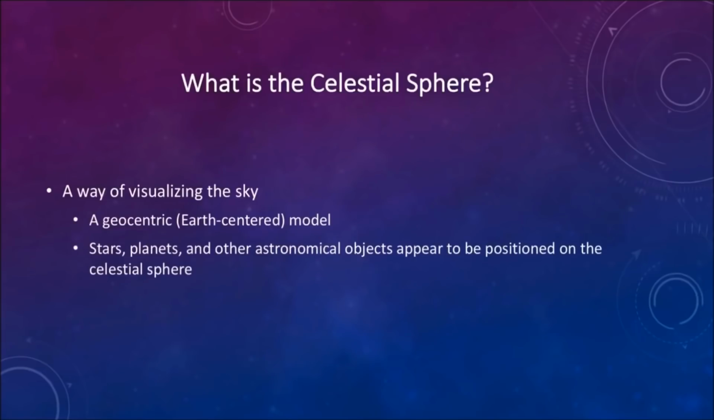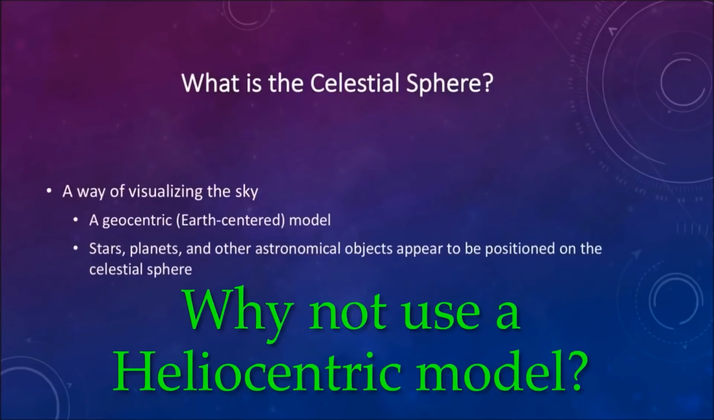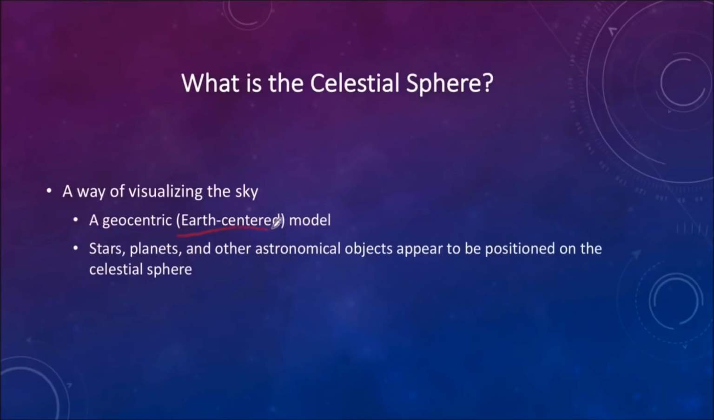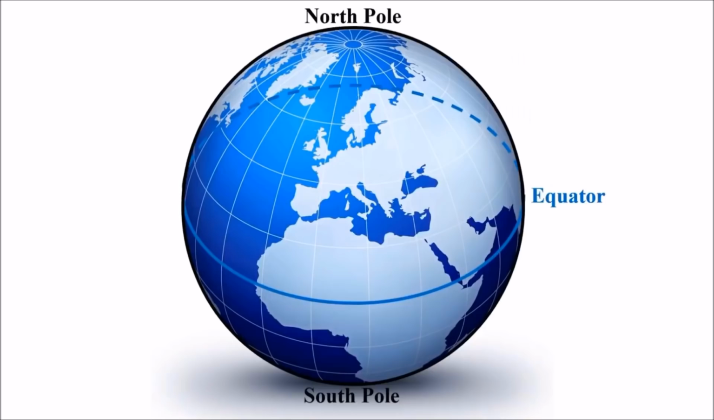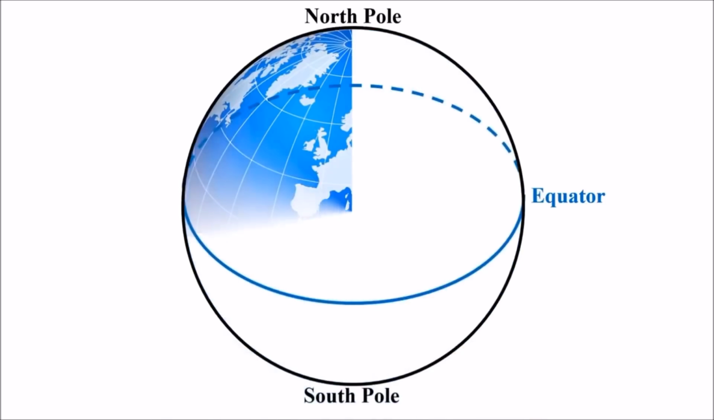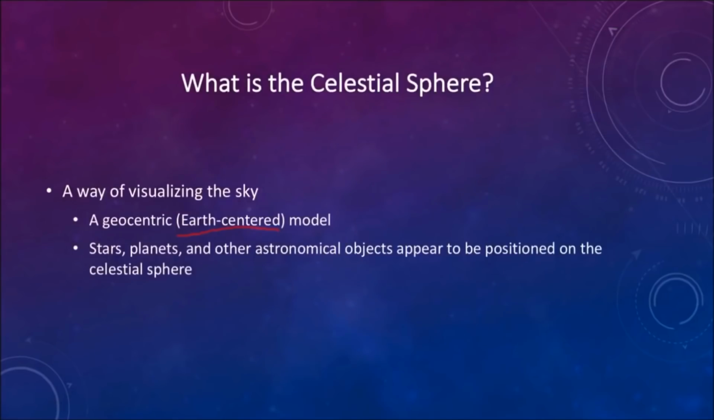So what is the celestial sphere? Celestial sphere is a way of visualizing the sky. It is a way that we're able to see what there is in the sky, and it is a geocentric model. What that means is that we are looking at it from an Earth-centered point of view. Now we know that's not correct, but it still works for determining positions in the sky because it acts as though we are at the center of this great sphere.